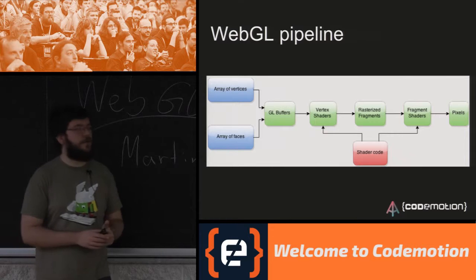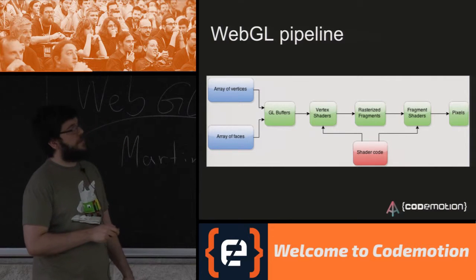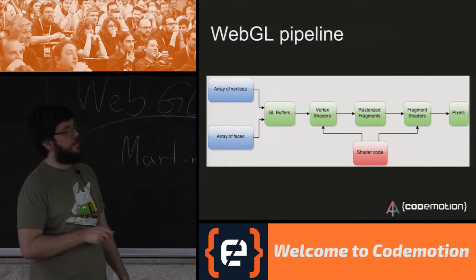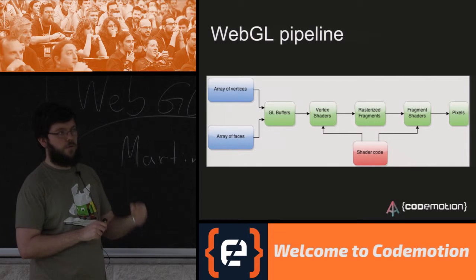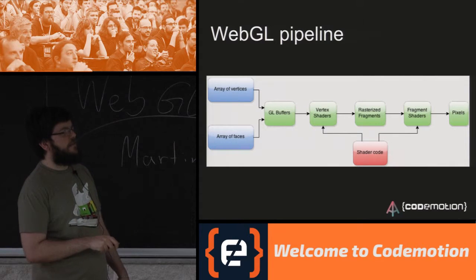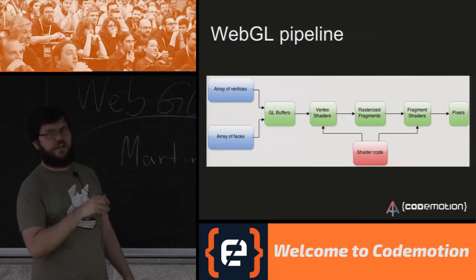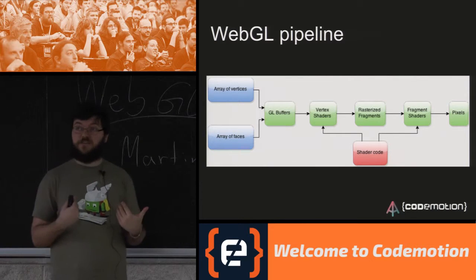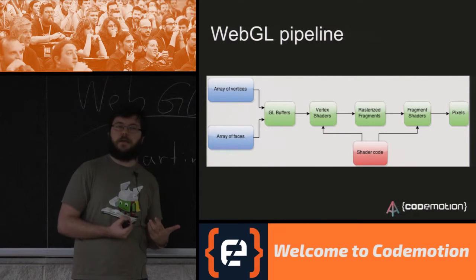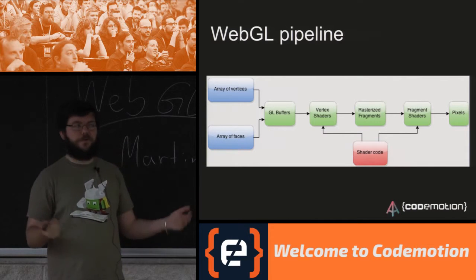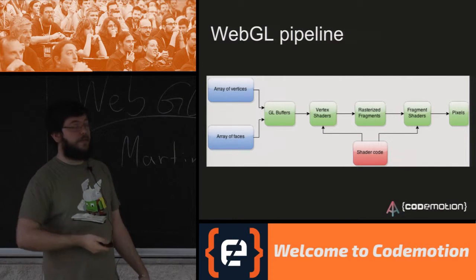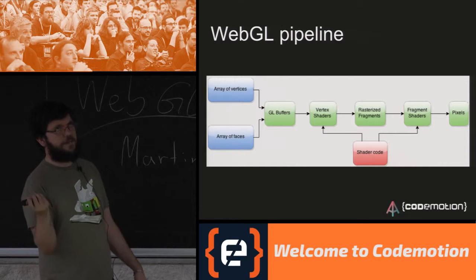It's a bit small, so I'm going to read it out loud. The blue boxes are JavaScript. All the green stuff happens on our GPU. And then there's this weird red box. That's the GLSL code that we can write and actually upload into the GPU. But it's not JavaScript, so it's not blue. I like blue. That's why I picked blue for JavaScript, because I also like JavaScript.